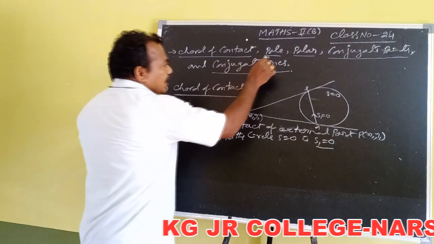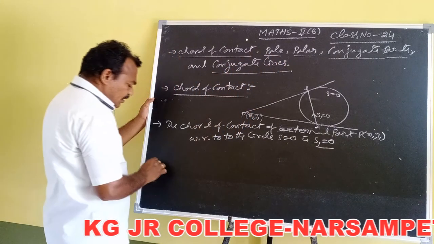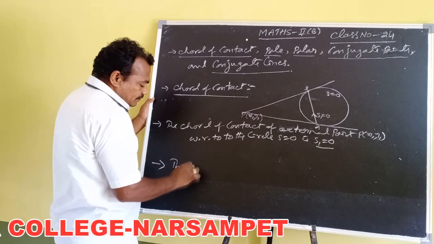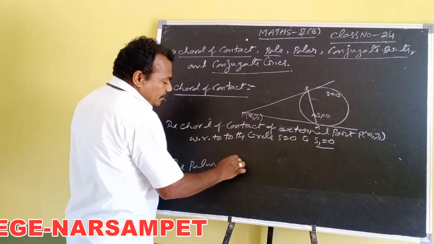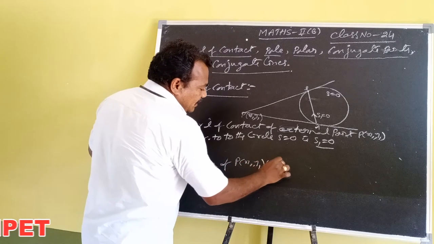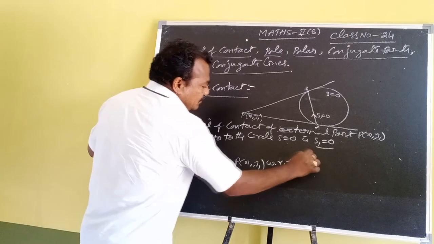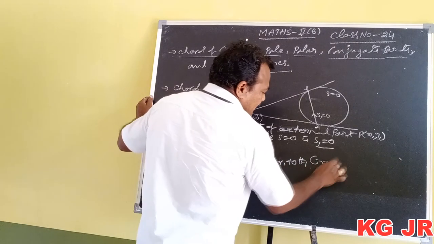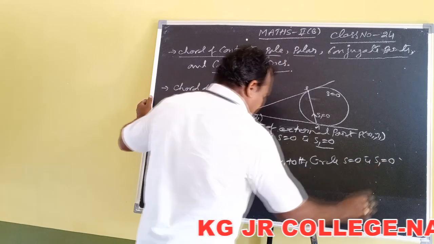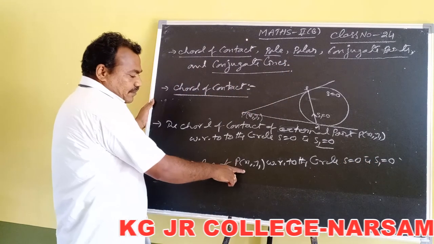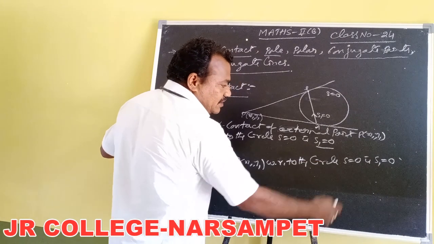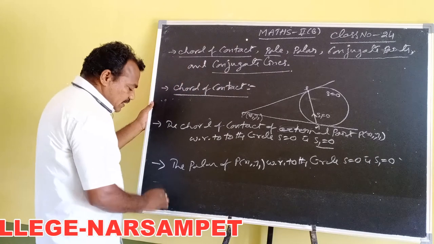Okay, and another one is pole. So pole and polar. The polar of P(x1, y1) with respect to the circle S = 0 is given by S1 = 0.